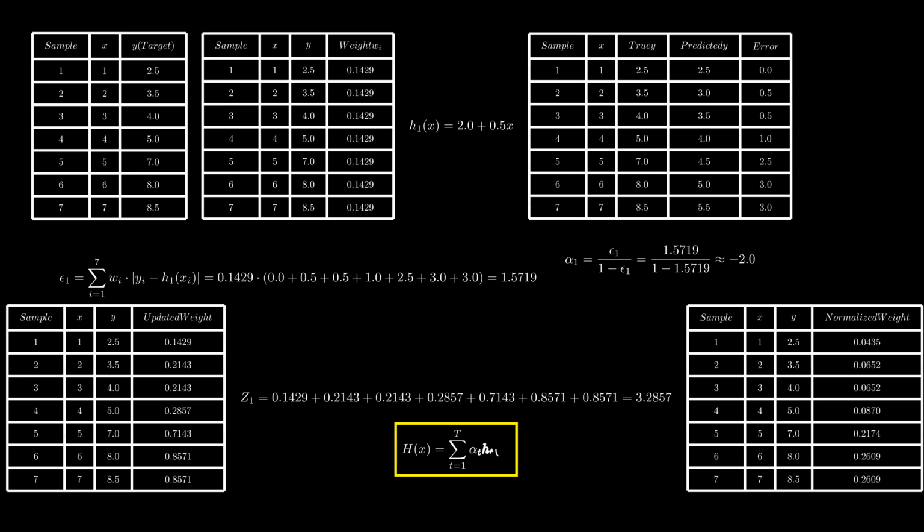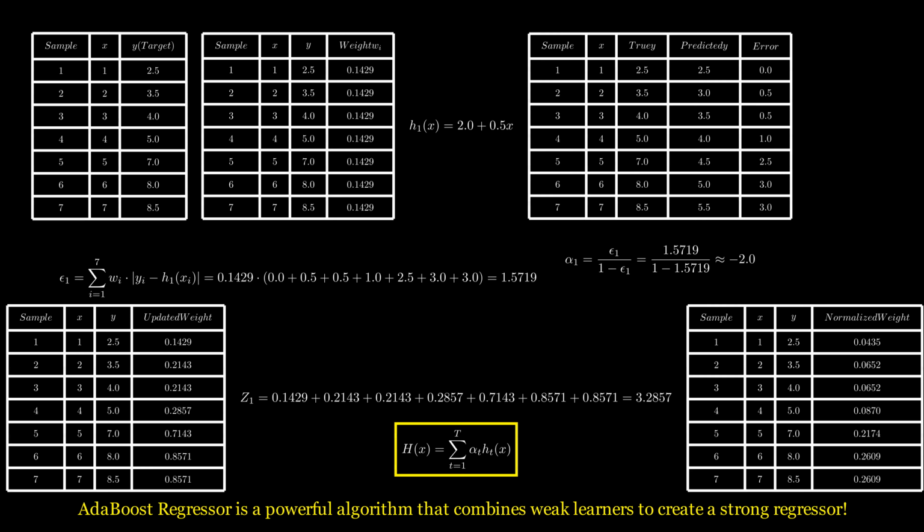The final prediction is made by combining all weak learners using a weighted sum. The weights are the alphas computed for each weak learner. And that's how AdaBoost works for regression. By combining many weak learners, each of which is just slightly better than random guessing, we build a powerful final regressor. The weak learners focus on different parts of the data, especially the harder examples, and their combined weighted predictions lead to a strong, accurate prediction.